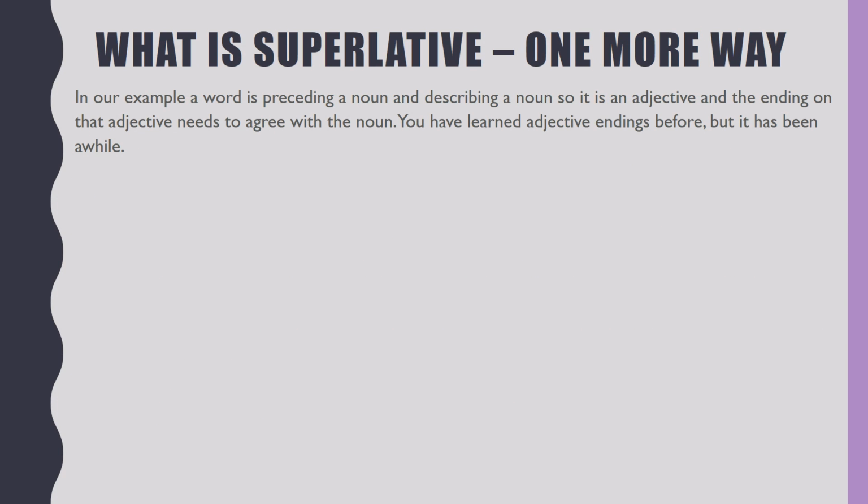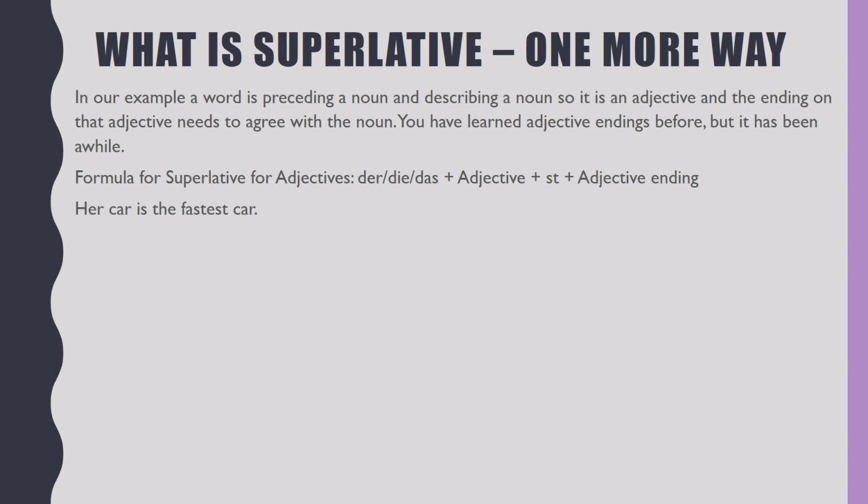In our example, a word is preceding a noun and describing a noun, so it is an adjective, and the ending on that adjective needs to agree with the noun. You have learned adjective endings before, but it has been a while. The formula for superlative for adjectives is the correct der, die, or das plus the adjective plus st plus adjective ending. Her car is the fastest car.